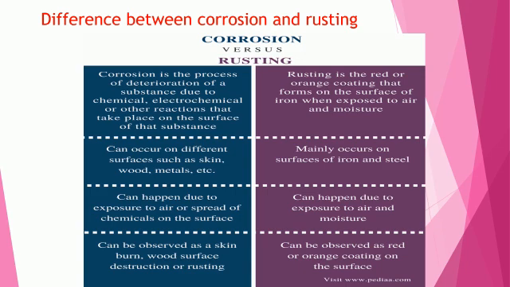Corrosion can happen due to exposure to air or spread of chemicals on the surfaces. Rusting can happen due to exposure to air and moisture. Corrosion can be observed as a skin burn, wood surface destruction or rusting. Rusting can be observed as a red or orange coating on the surfaces. So we can easily differentiate corrosion and rusting by these points.